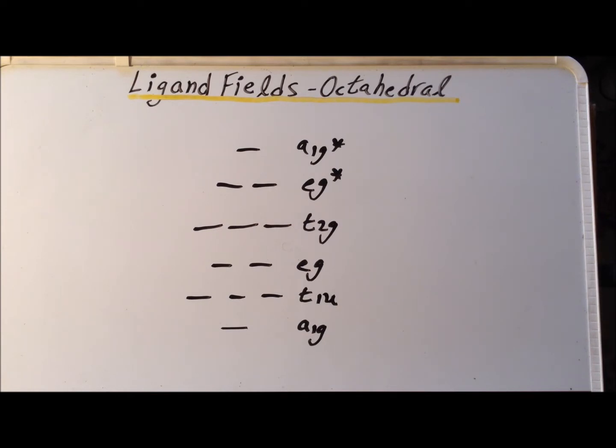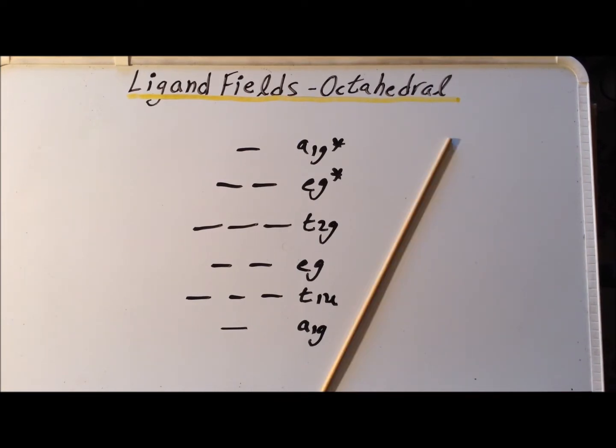Hello. In this video, we are going to examine some further applications of molecular orbital theory to transition metal complexes, particularly those that are octahedral. See this video here to see the general derivation of a molecular orbital diagram for a typical octahedral transition metal complex. We are going to build on those concepts in this particular video.